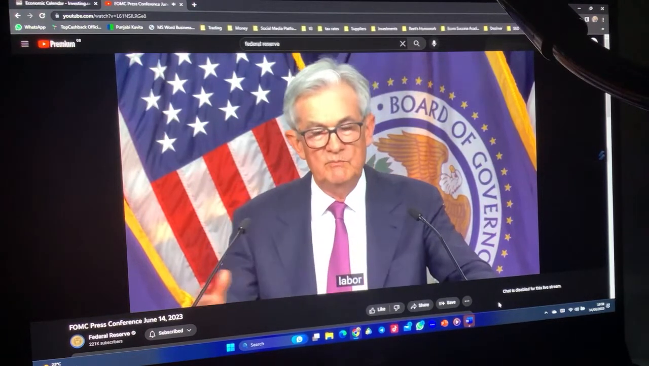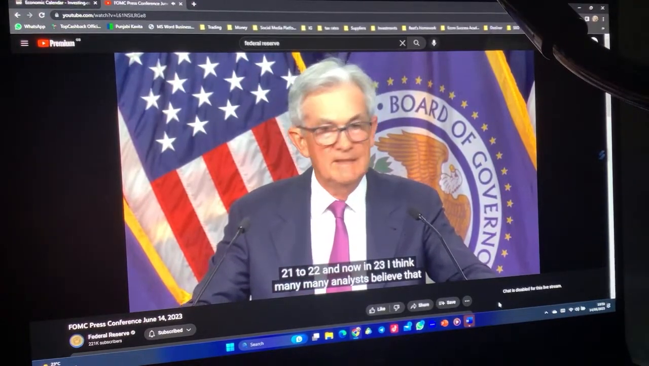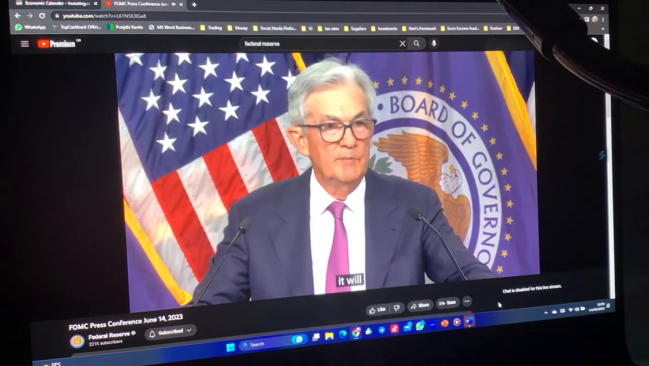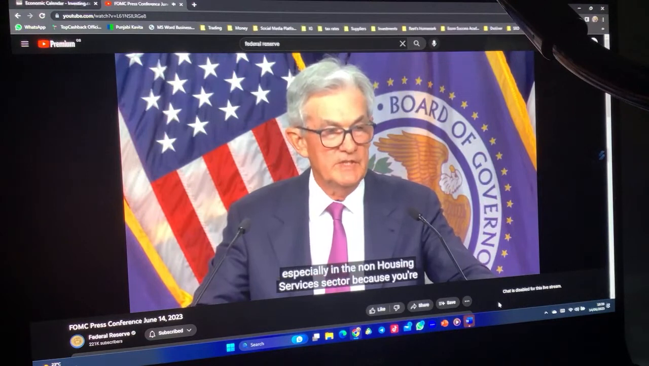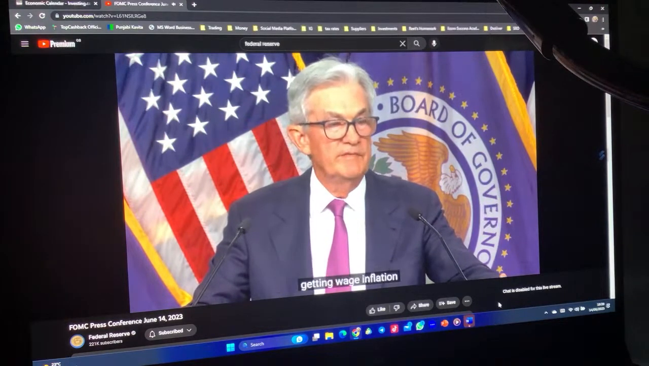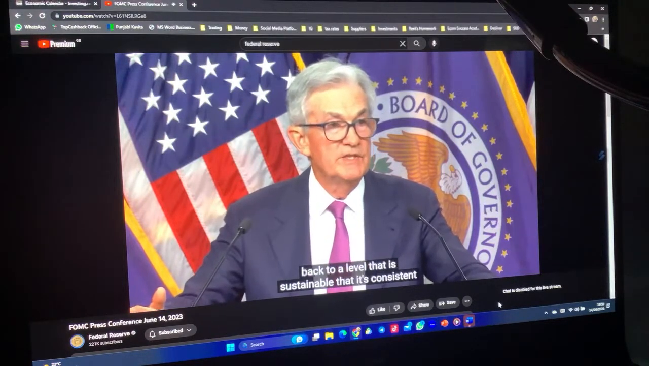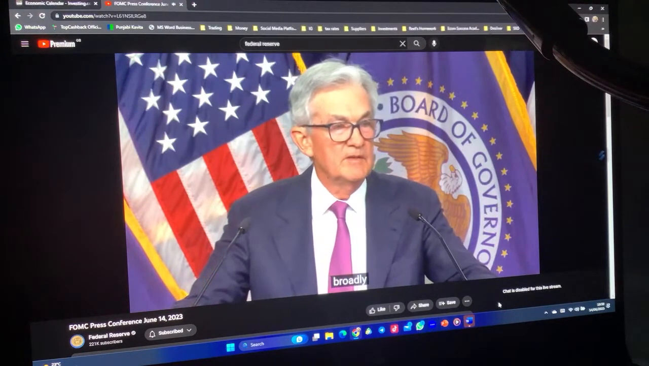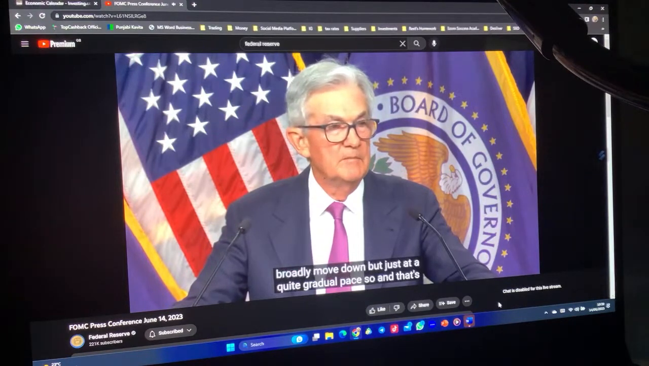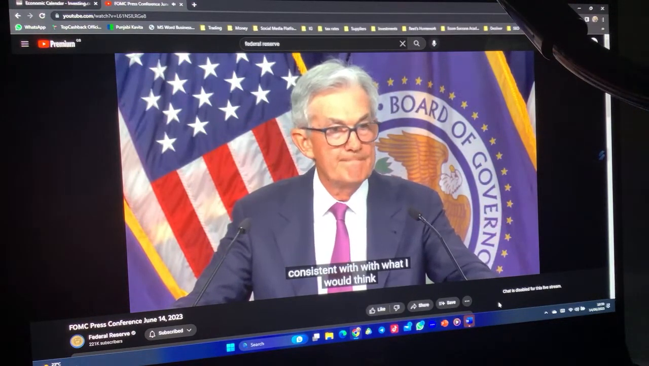But as you move through 21 into 22 and now in 23, I think many analysts believe that it will be an important part of getting inflation down, especially in the non-housing services sector, to getting wage inflation back to a level that is sustainable, that is consistent with 2% inflation. We actually have seen wages broadly move down, but just at a quite gradual pace. And that's a little bit of the finding of the Bernanke paper with Blanchard of a few weeks ago, which is very consistent with what I would think. Let's go to Michael McKee.